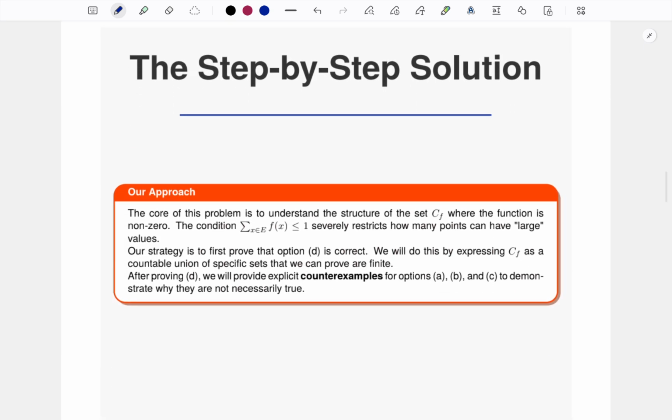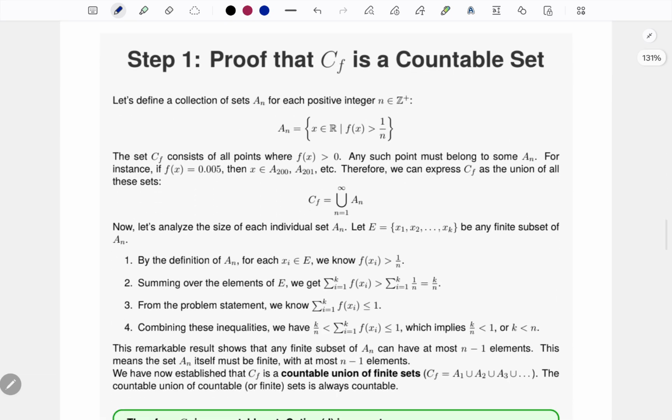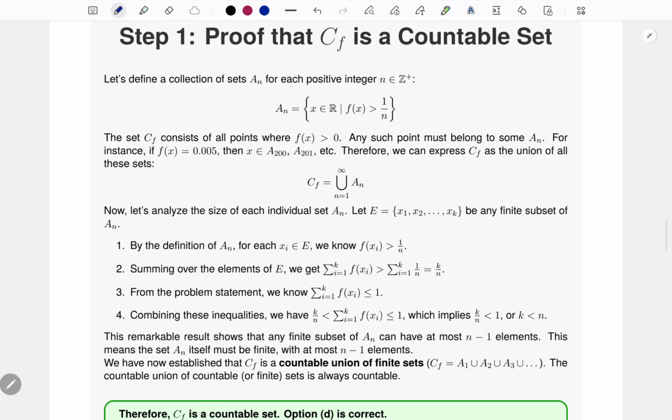Let's see. So we'll prove that the option D is the correct option, that is CF is actually countable. So to prove that CF is countable, let's define a set AN as follows. AN is equal to the collection of all those real numbers such that the image of those real numbers under f is greater than 1 over n. Is it clear? Fine.